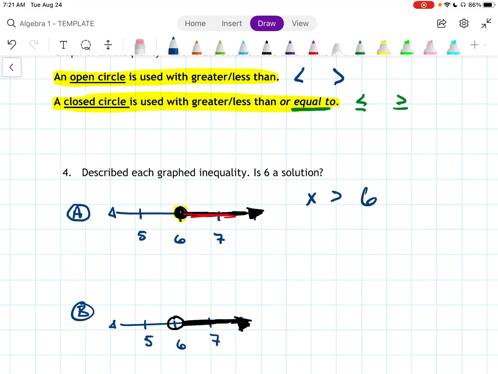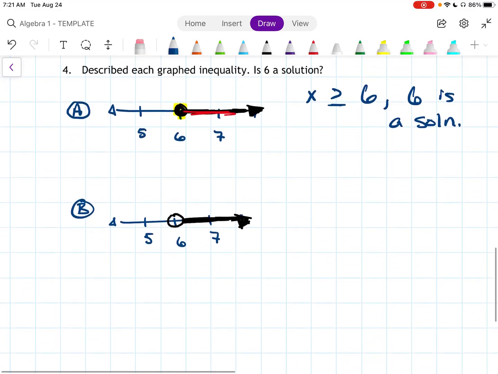Look at part B for just a second. If you look right here, that's an open circle. This is a closed circle. That's what I mean by open and closed. So since A has a closed circle, we're going to put another line there. So that's the inequality. And then it says, is 6 a solution? We're going to say yes, 6 is a solution. That's what that closed circle means. It means that that number is included. X is greater than or equal to, so or equal to.